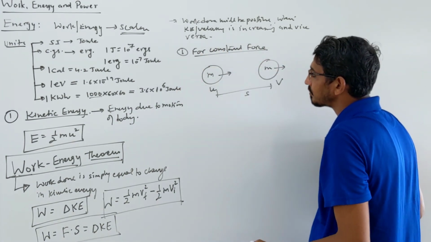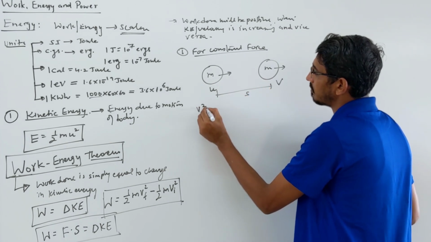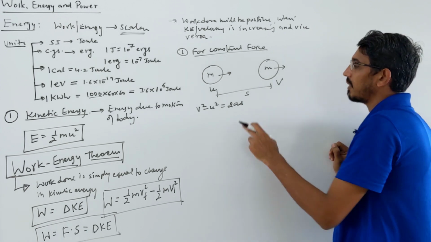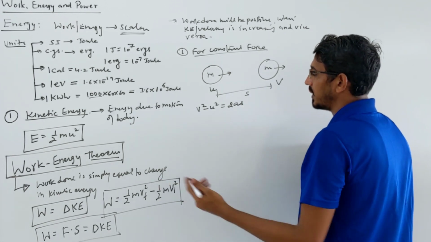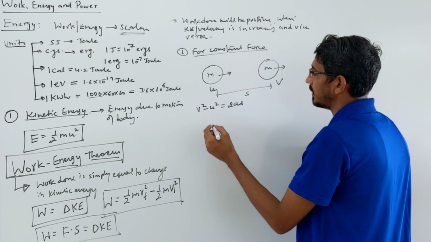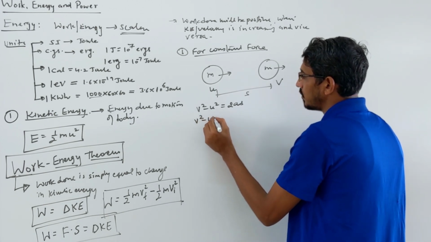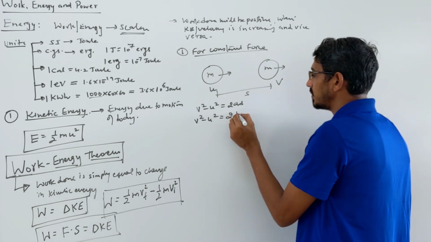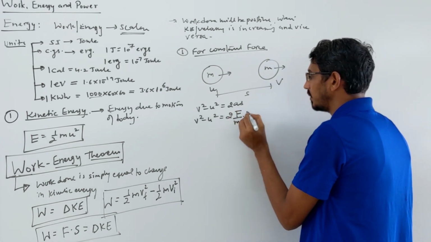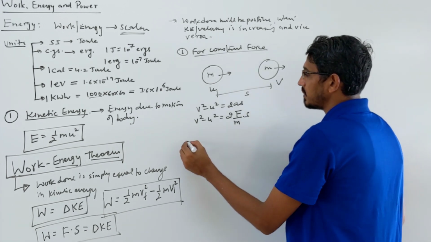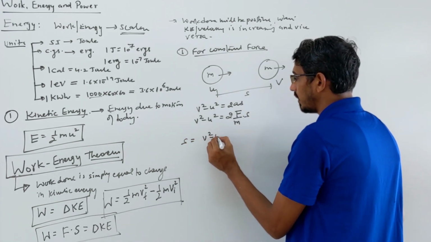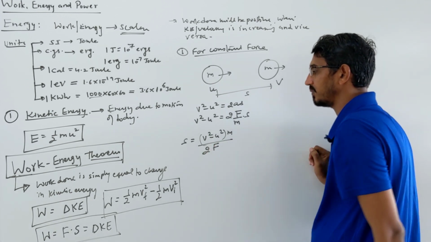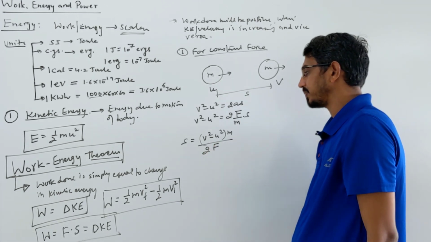So give attention here. Let's write the equation of motion: v square minus u square is equal to 2as. I want to calculate displacement here, so that I can write force into displacement to calculate work or change in energy. So v square minus u square is equal to 2, and what is the acceleration? Acceleration is force by mass, into s, correct? So displacement becomes v square minus u square into m by 2F. Clear? This is the displacement.